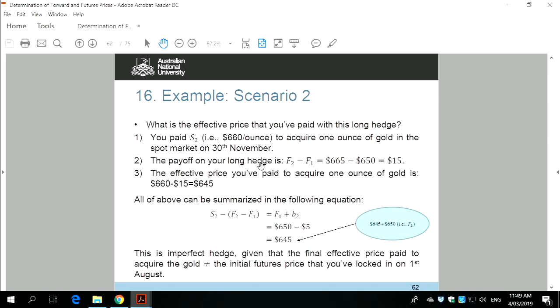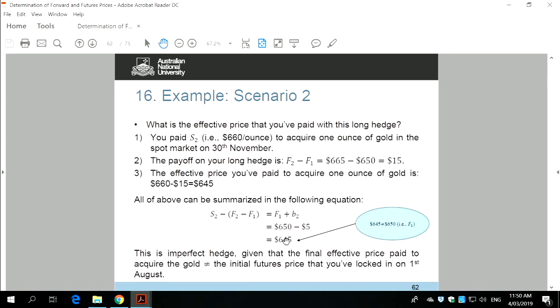So the effective price that you paid to acquire that 1 ounce of gold is 660 minus the gain that you made on your long hedge, 645. But wait a sec. We tried to lock in a price of 650, but we end up with 645. In other words, the effective price you pay to acquire the gold does not equal the price that you locked in on the 1st of August. And that is an imperfect hedge. It's imperfect because the effective price you paid does not equal the price that you locked in.